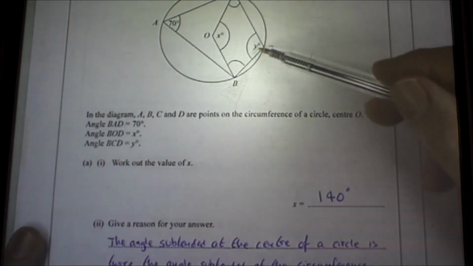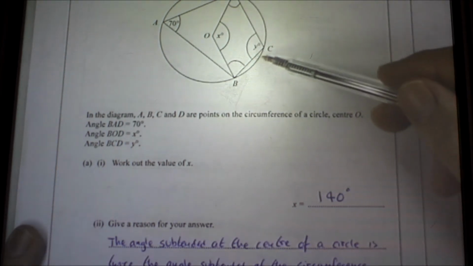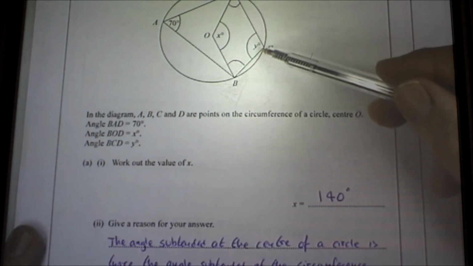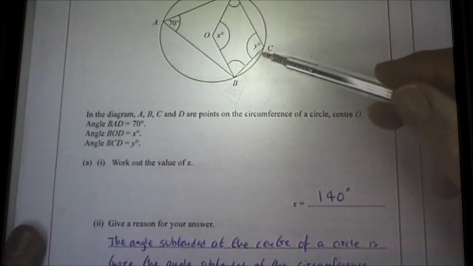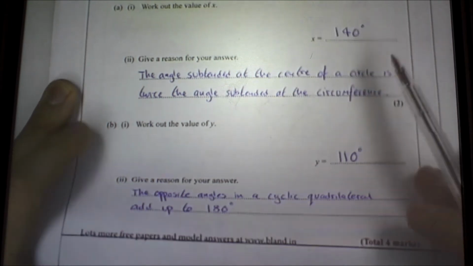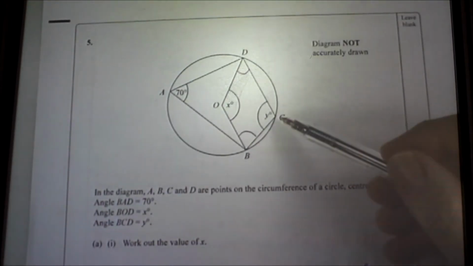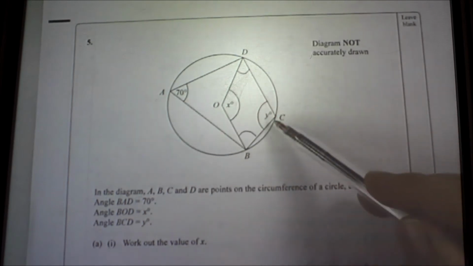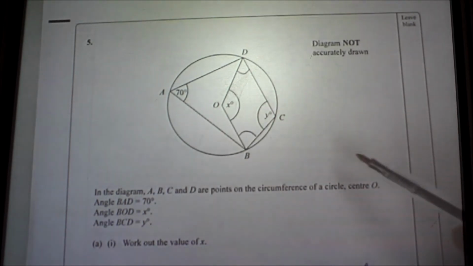Angle Y, question B, is 110 because, and this is a circle theorem you've got to know, the opposite angles in a cyclic quadrilateral add up to 180. So what that means is that angle there and that angle there add up to 180 degrees. So that's why that one must be 110.